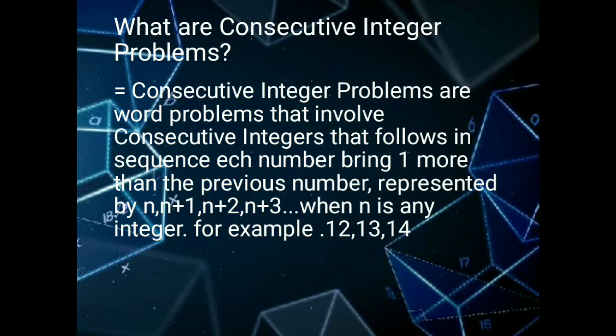What are consecutive integer problems? Consecutive integer problems are word problems that involve consecutive integers that follow in sequence. Each number is one more than the previous number, represented by n plus 1, n plus 2, n plus 3, and so on, where n is any integer. For example, 12, 13, and 14.